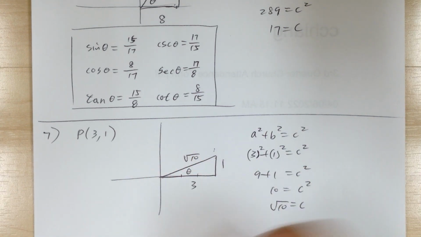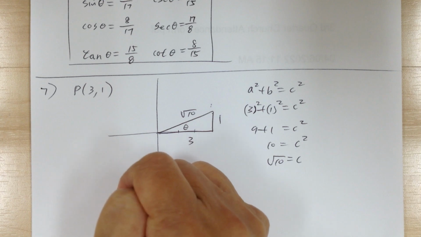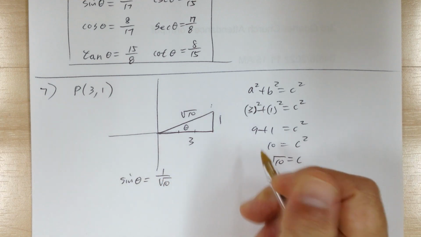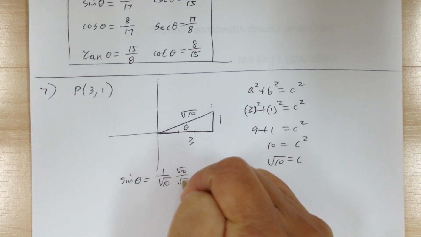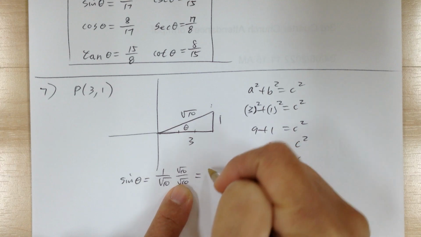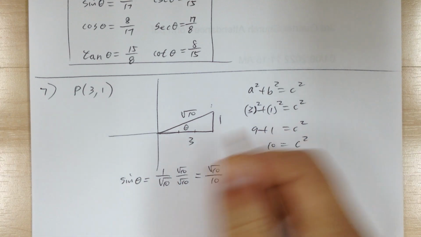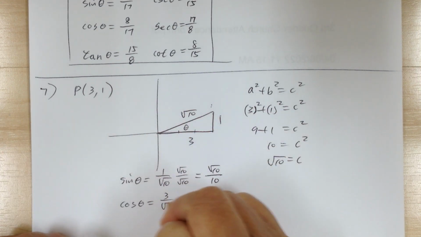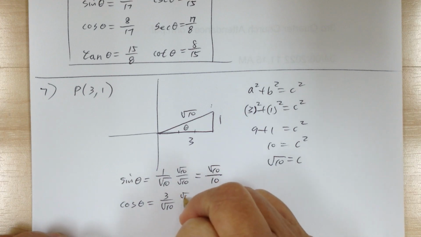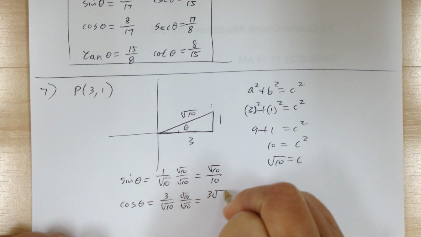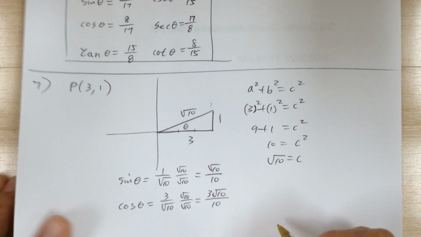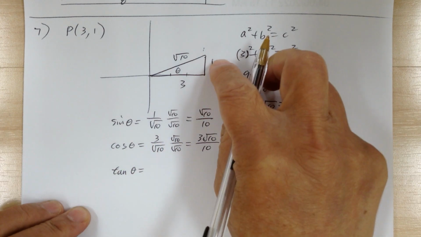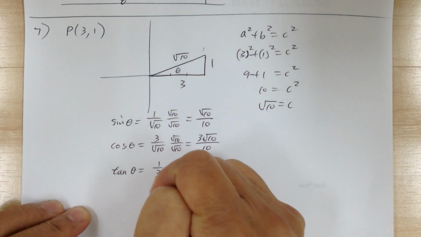Okay, once you got three sides, again you can do your ratio. So sine theta equal to opposite over hypotenuse will be 1 over square root of 10. And you have to simplify, so multiply by square root of 10 over square root of 10. Right, so equal to square root of 10 over 10. Cosine theta equal to adjacent over hypotenuse. Okay, again multiply by square root of 10 over square root of 10, so equal to 3 square root of 10 over 10. And tangent theta equal to opposite over adjacent, so equal to 1 over 3.